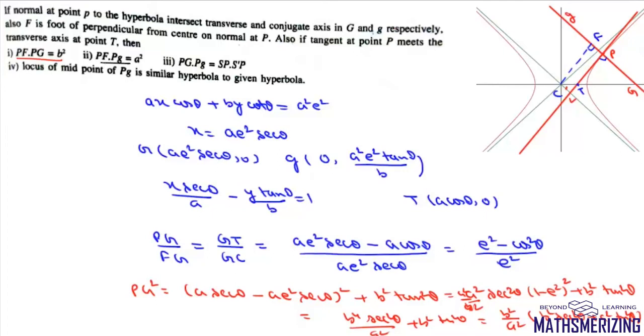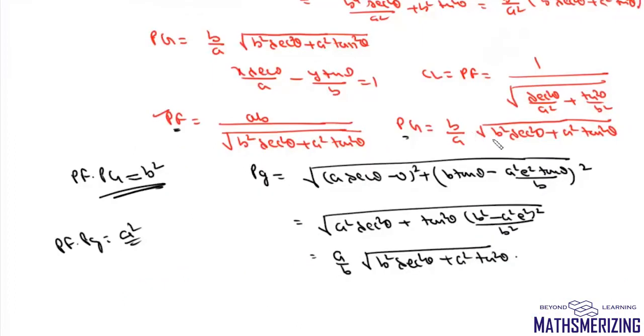Now this third part is we need to prove that PG into P small g is SP into S dash P, where S is focus of this hyperbola. Now we know that PG is B upon A under root B square secant square theta plus A square tan square theta, and P small g is A upon B under root B square secant square theta plus A square tan square theta. Now we'll multiply them, then we can write PG into P small g. Now B upon A will cancel. We'll get this as B square secant square theta plus A square tan square theta.